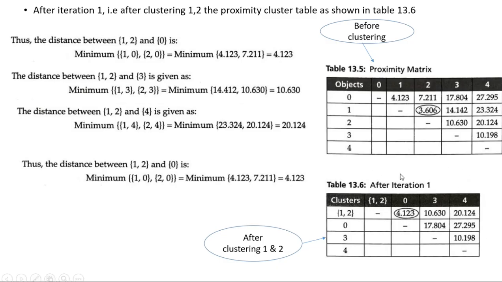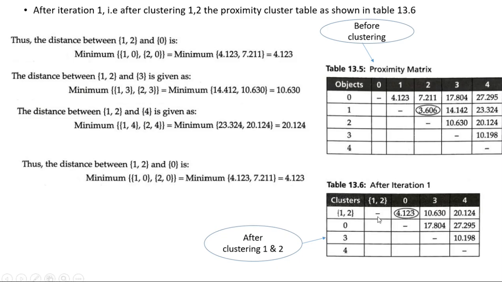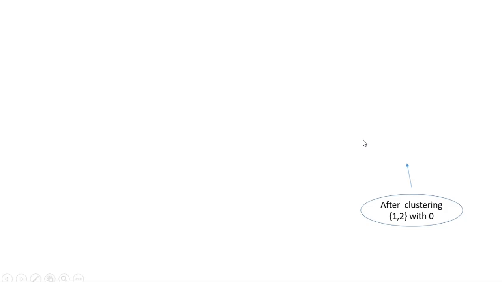So after iteration 1, this is the table I've got. This is the table I've got after clustering 1 and 2. Now again repeat the same process. Which is the minimum here? From this table, 4.123 is the minimum, right? So 4.123 is the minimum. Therefore I'm going to group 1 comma 2 with 0, right? So this is what we get after clustering 1 comma 2 with 0.